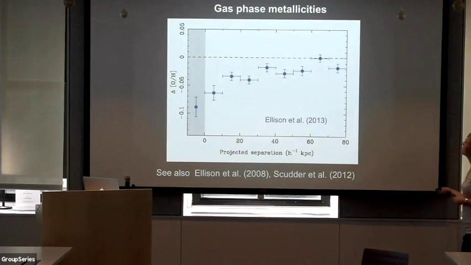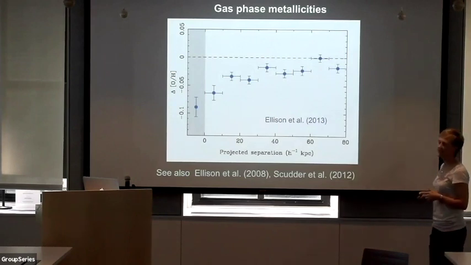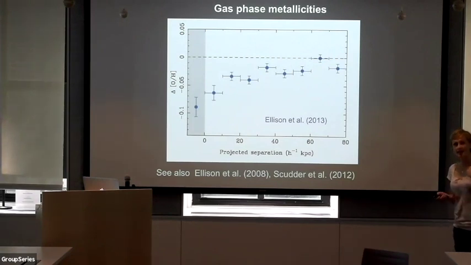Yes, so we see this dilution in the gas phase metallicity. An interesting side note is that we still see diluted metallicities in the post-merger phase. You could imagine that after these starbursts happen, you would re-enrich your interstellar medium and maybe go back up to normal metallicity, or maybe even be higher than you were to start with.